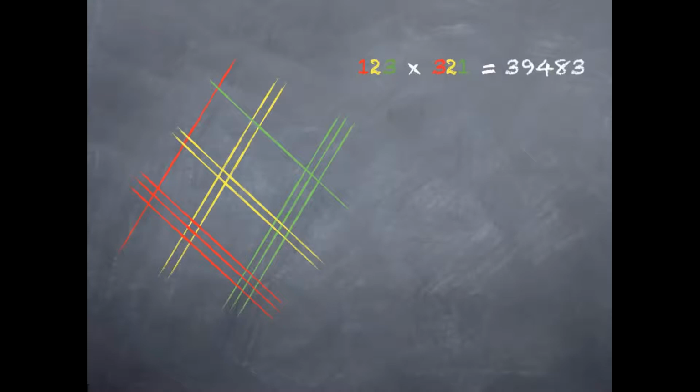If we want to simplify things a little bit for ourselves, we can take a look ahead of time at where our intersections are going to leave us, and we can write out some placeholder zeros.